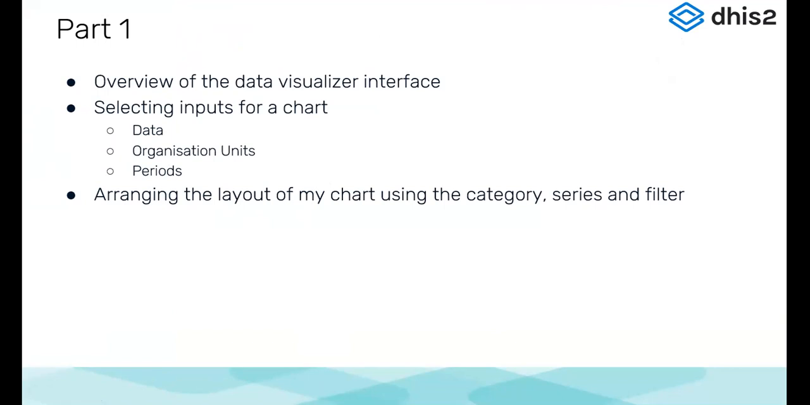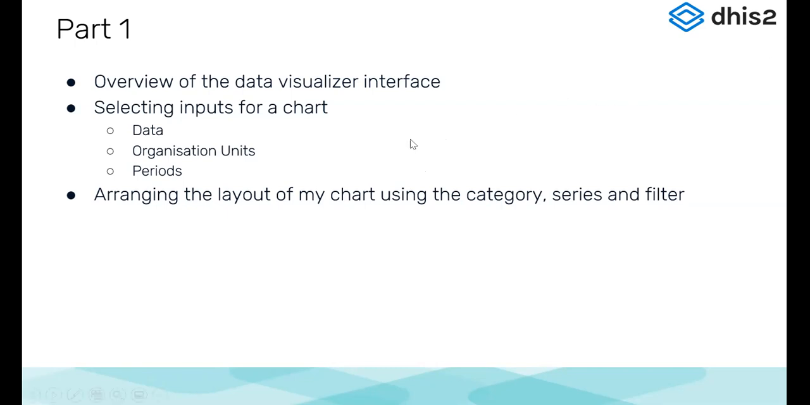This is a very important concept to understand: category, series, and filter. Remember, you cannot say category appears in the x-axis, or category appears in the y-axis. It's not like that. It totally depends on the chart type in DHIS2. But you can understand category as the primary grouping, and then series will further subgroup what is appearing in the category. That's how it works in bar, column, line and area charts. But in pie charts, it's totally different and you don't talk about categories.